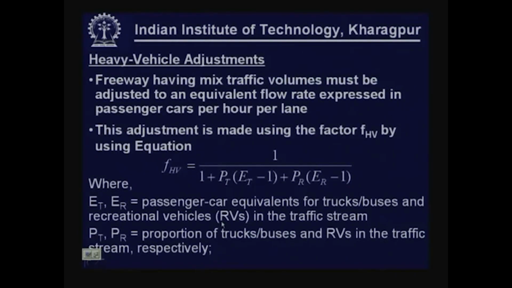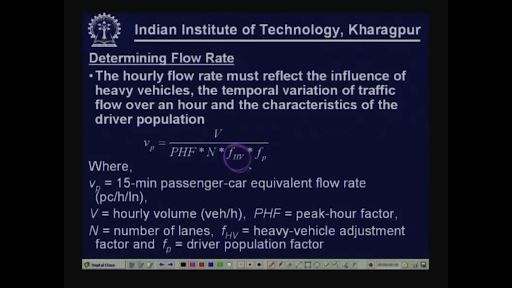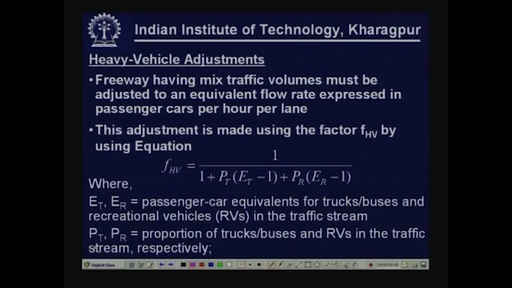Now, this heavy vehicle adjustment factor, this fHV component, we are going to discuss a little bit more. Freeway traffic having mixed traffic volumes must be adjusted to an equivalent flow rate expressed in passenger cars per hour per lane. This adjustment is made using the factor fHV for heavy vehicles, and to calculate fHV, this equation is used.